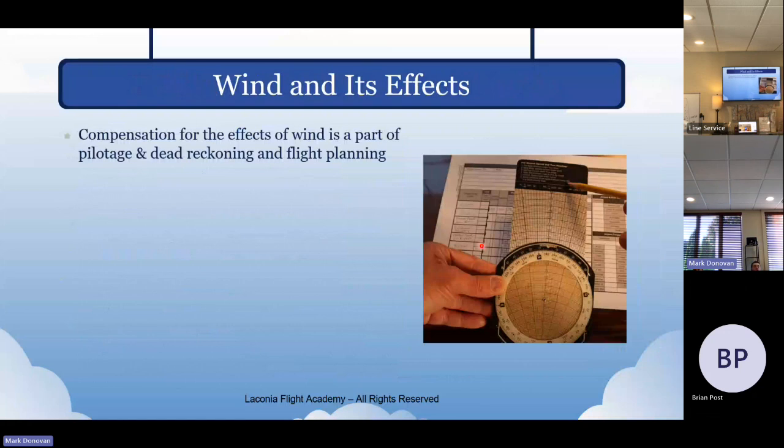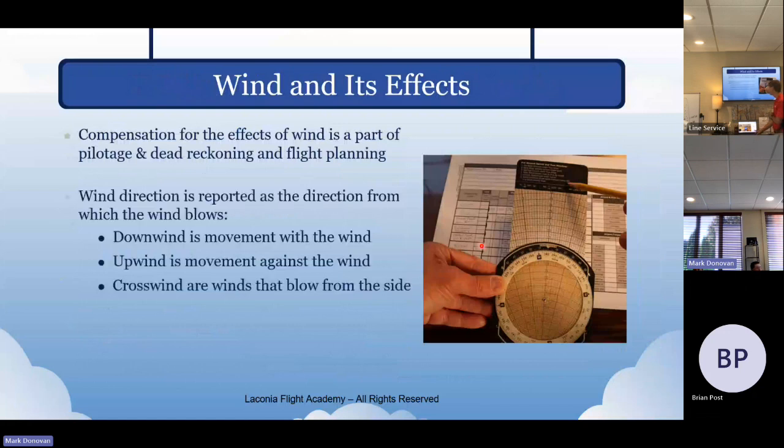Compensation for the effects of wind is a major part of pilotage and dead reckoning and flight planning. So we're going to get into a few pictures on this. Wind direction is reported as the direction from which the wind blows. So if the wind's coming from the northwest, it's blowing from the northwest going to the southeast. Downwind is moving with the wind. Upwind is moving against the wind, going into the current of airflow. Crosswinds are basically, if you're going, let's say, north to south and the wind's blowing from the west to the east, that's a crosswind.